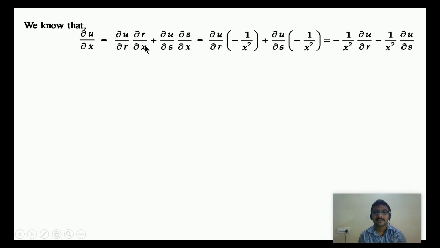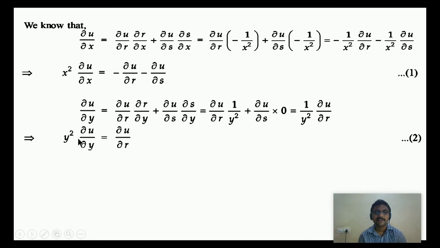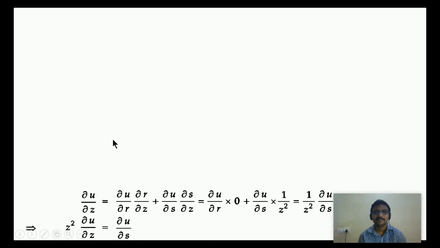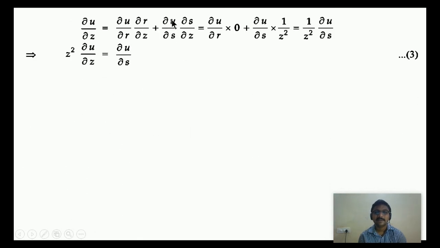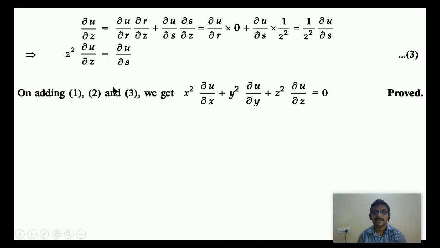∂u/∂x: just split it using the chain rule and then multiply on both sides, we will get x square ∂u/∂x. Similarly, ∂u/∂y, which is multiplied with y square, we will get y square ∂u/∂y. Let it be equation 2. And ∂u/∂z is also split using the chain rule and substituting the above partial values, we will have ∂u/∂z multiplied on both sides with z square. Let it be equation number 3. Now just adding these three equations, all terms get cancelled, which shows the required statement. Hence proved. The statement is proved.